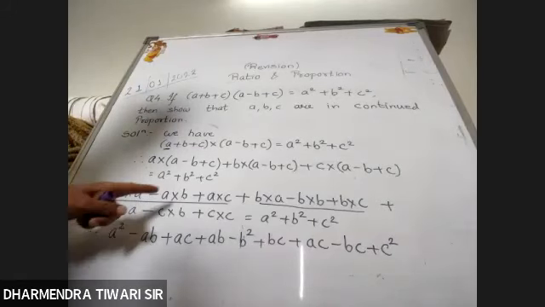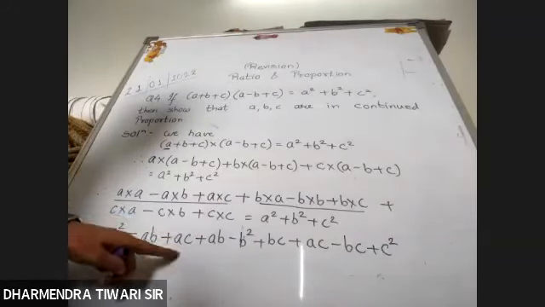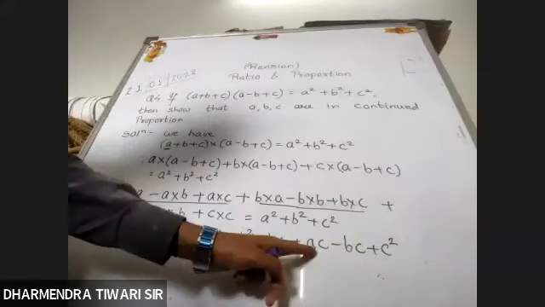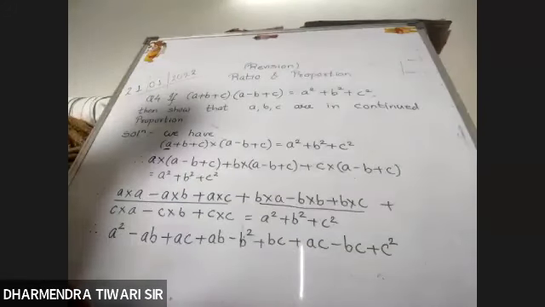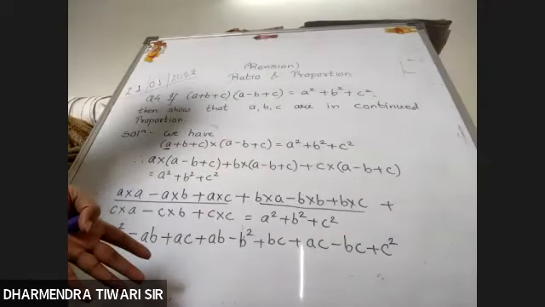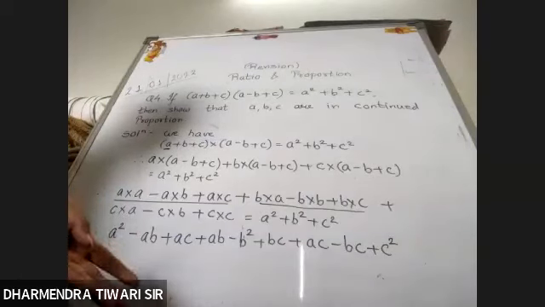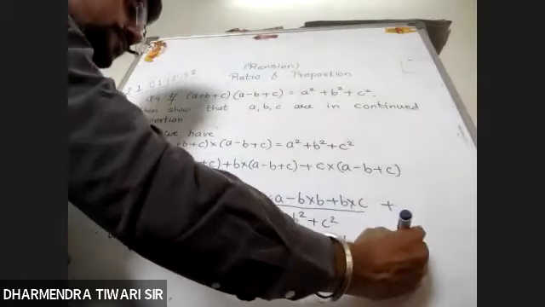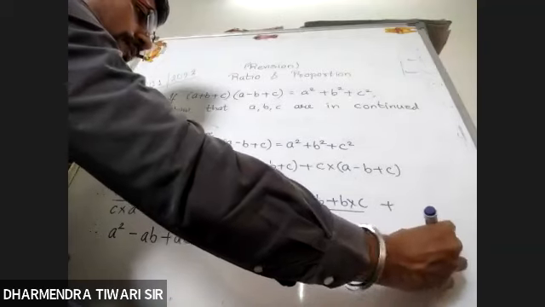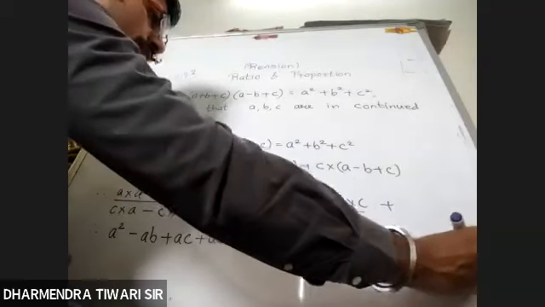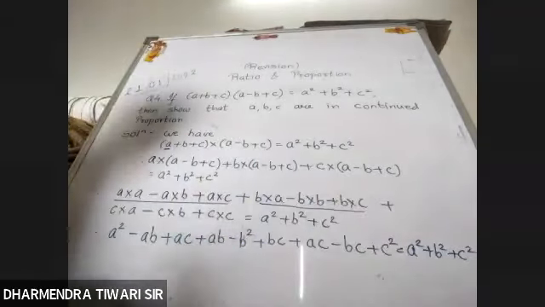What I've done, I've written A into C as AC and C into A as well AC, because I've told you that when two numbers are same and they get multiplied, they give the same answer. For example, 2 into 3 is 6 and 3 into 2 is also 6. So, A square plus B square plus C square.